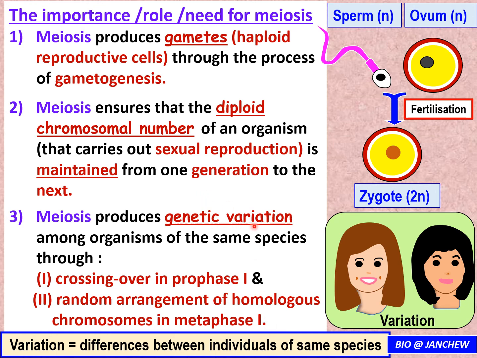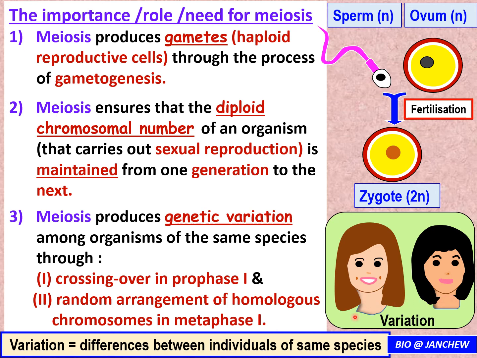The word variation means differences between individuals of the same species. For example, differences between humans. So let's say we have a family where there are 2 daughters. Although the children of a family that comes from the same parents, they may have different features from each other. So one may have brown hair, the other may have black hair. One may have straight hair, the other curly hair. And one may have dimples on the cheek, but the other may not have. And even the face shape may be different.